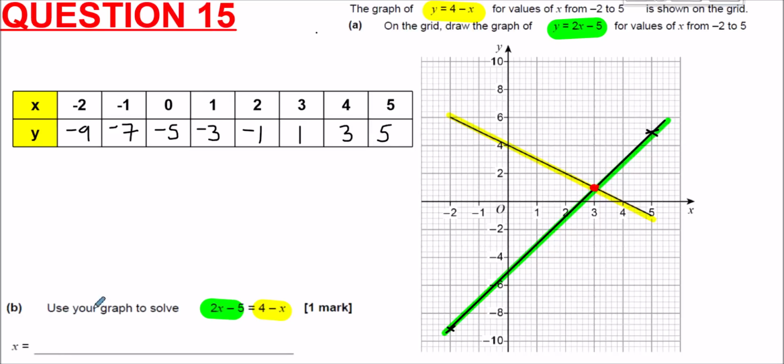Big tip, it says use your graph. Another big tip, it's only 1 mark. So the answer is going to be fairly obvious if you spot it. So once you spot that it's where they cross, which might be important, they cross at 3. And so x equals 3 when these two are the same. So x equals 3 is the solution for part B of question 15.